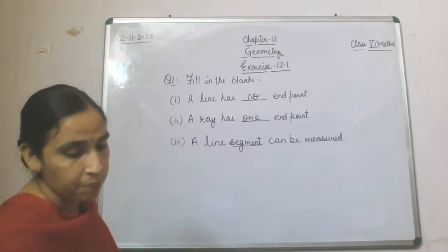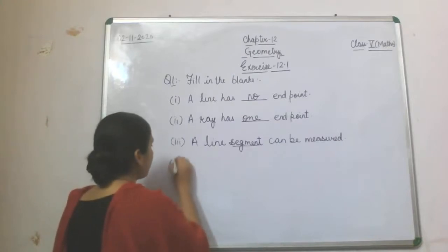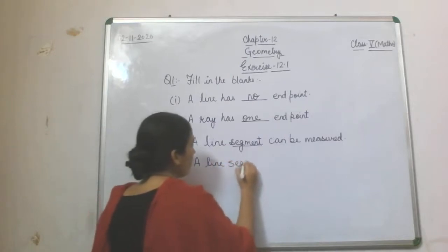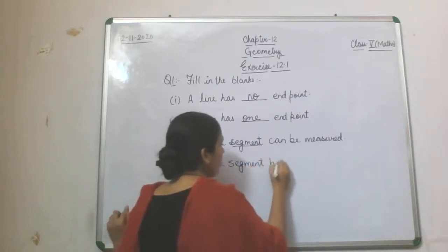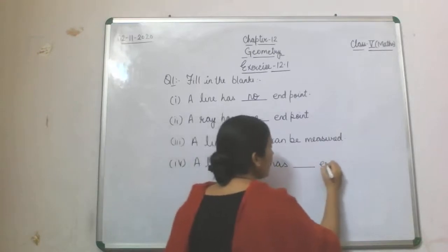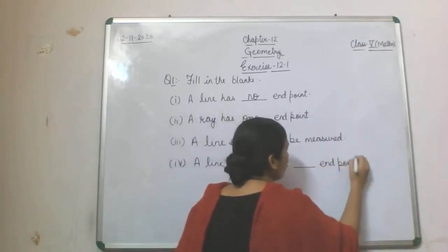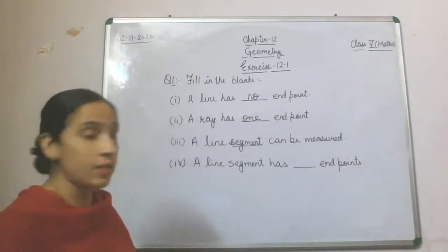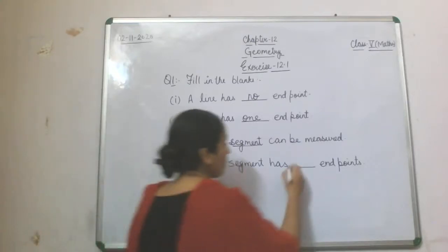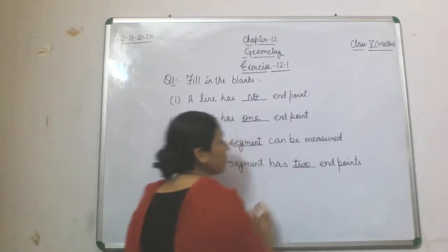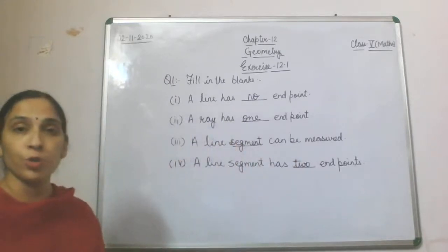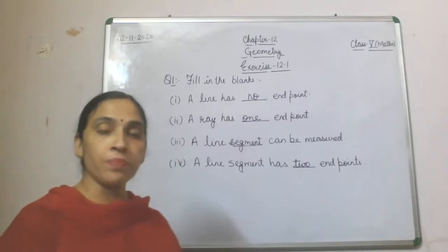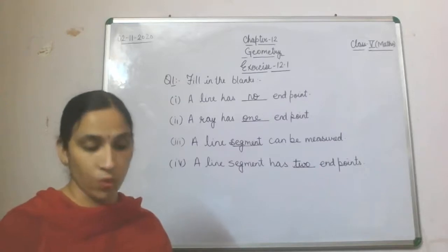Now we'll come to D. Fourth one, a line segment has dash endpoints. How many endpoints does a line segment have? A line segment has 2 endpoints. So remember this. These fill in the blanks are related to your properties which we have already done.